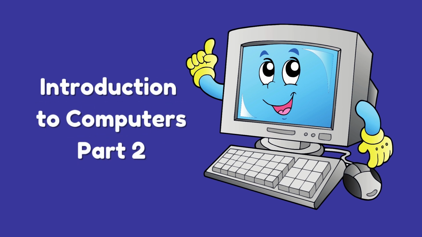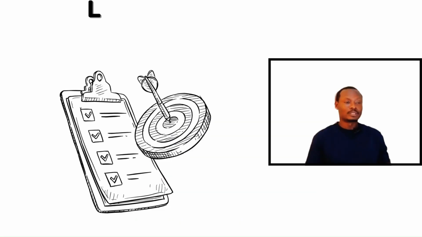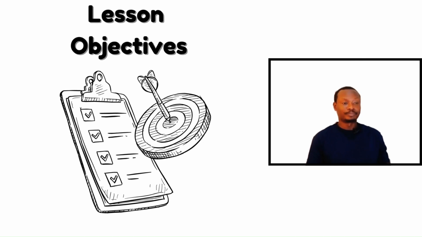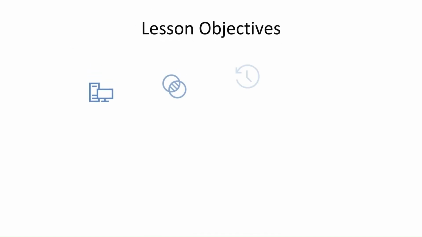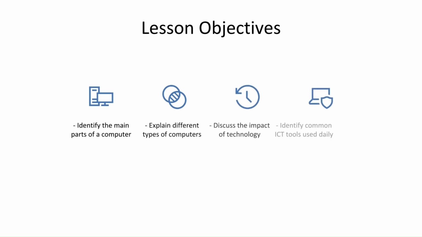Introduction to Computers and Technology. Now let's look at the lesson. So the lesson objectives are displayed on the screen. One, it says identify the main part of the computer, explain different types of computers, discuss the impact of technology, and lastly, identify common ICT tools used daily.